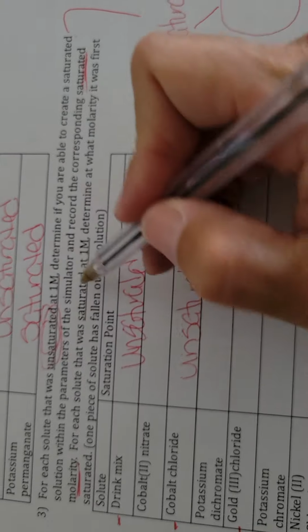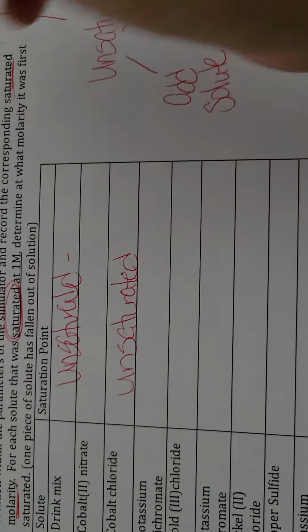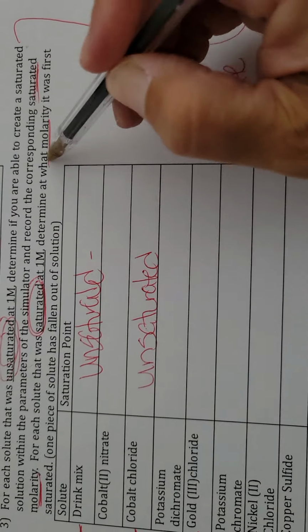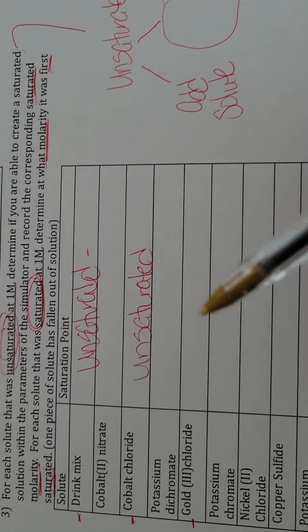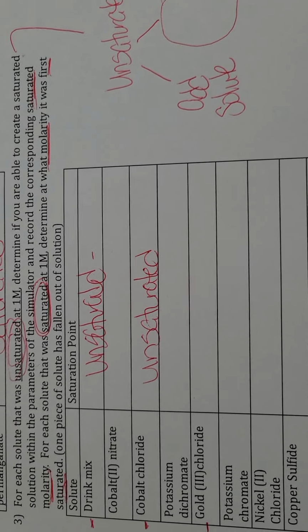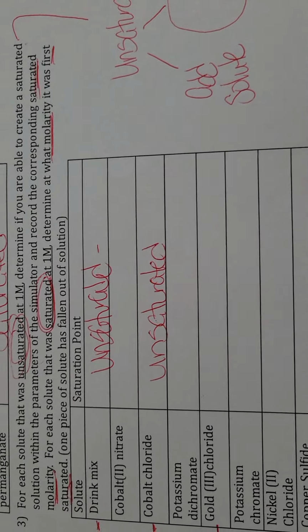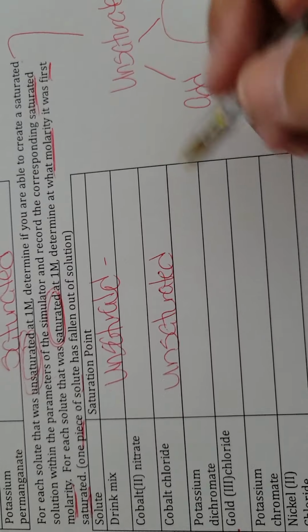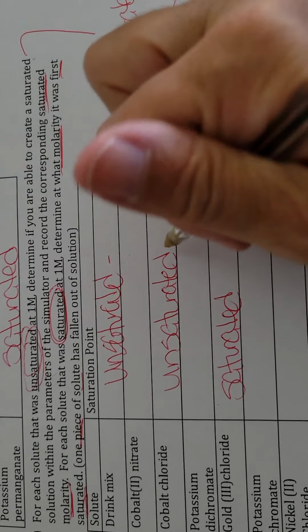And then it says if it was saturated, so if any of the ones up above were saturated, then you're going to go ahead and determine what molarity it was first saturated. So at what point was it holding the very last piece of solute that it could, or the last drop of water that the sponge could hold up. So you're going to slide the sliders until you see that there is just one piece of solute. Okay, so we'll do the gold chloride one because that was the saturated one. Okay, so I'll do a couple examples for you.